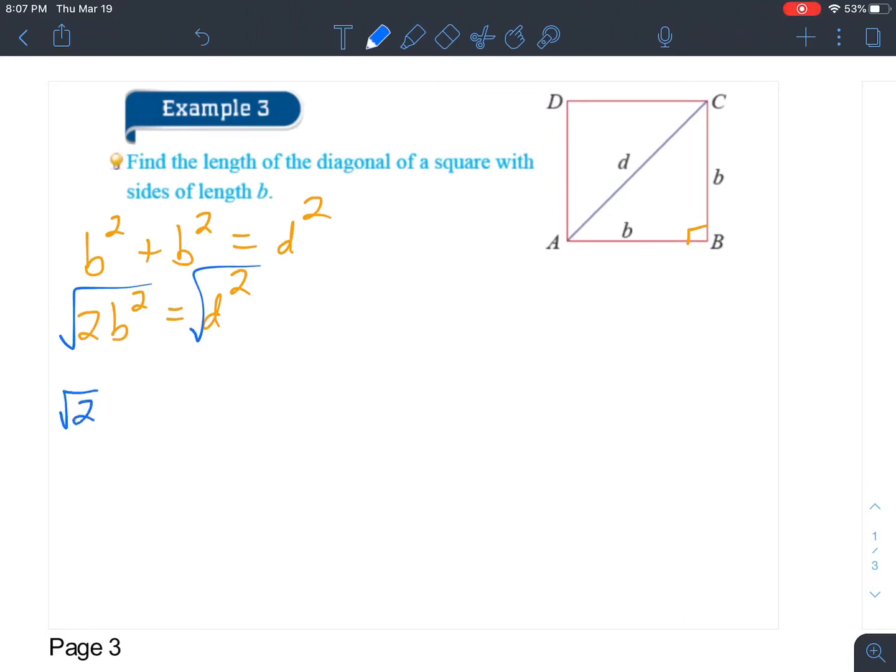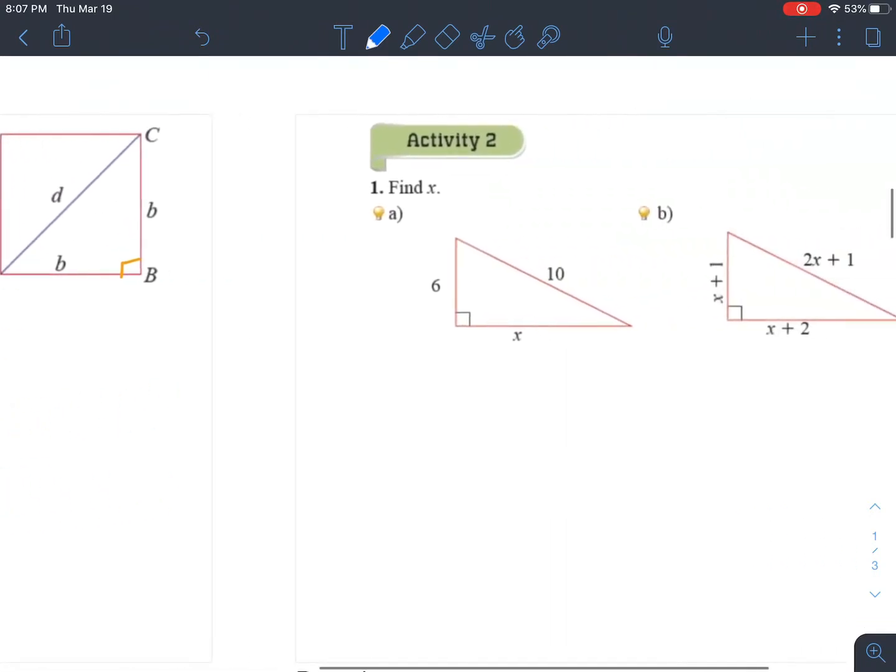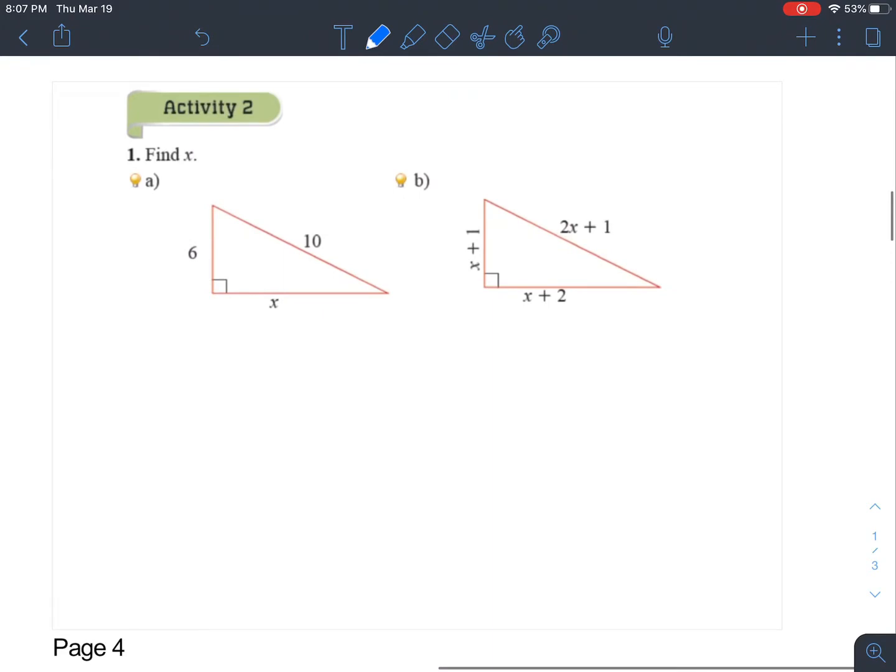Then we just need to take the square root of both sides. Over on the left, we're going to get the square root of 2 and the square root of b squared after I break that up. And over on the right side, we already know the square root of d squared is just d. And when we simplify, we get that the square root of 2 times b is equal to d.